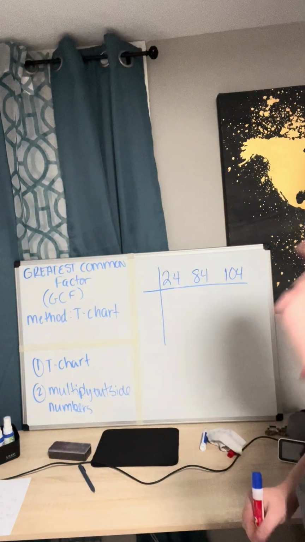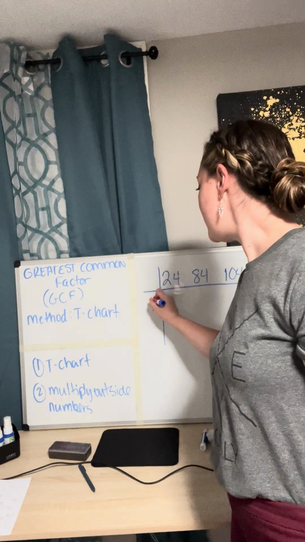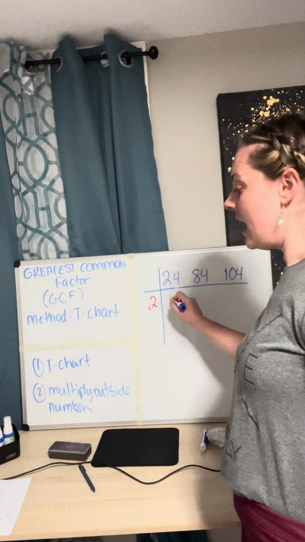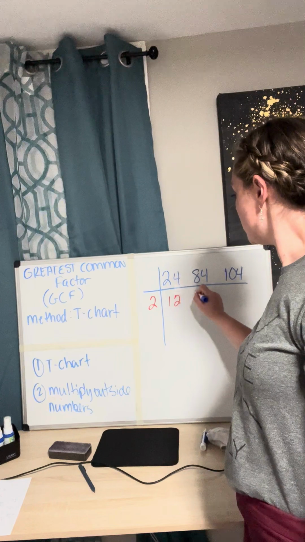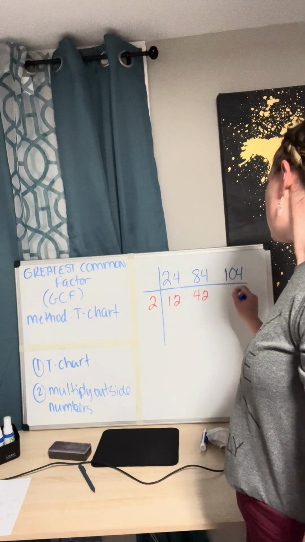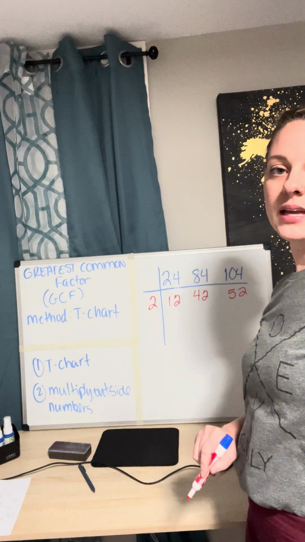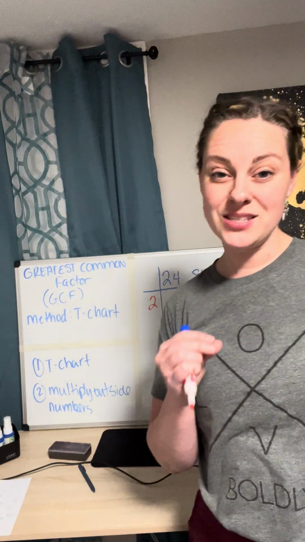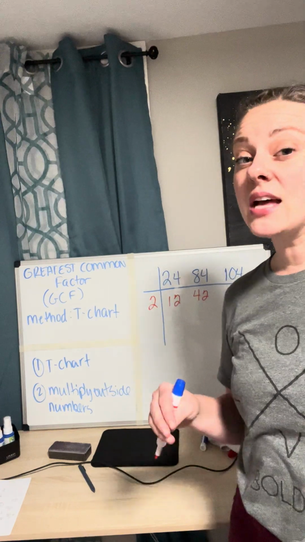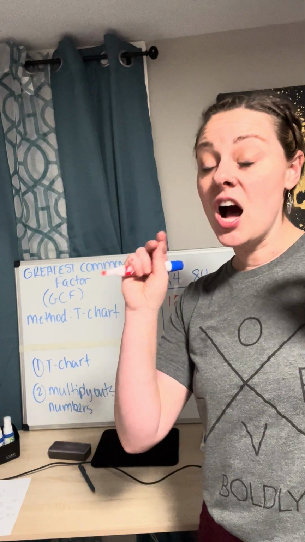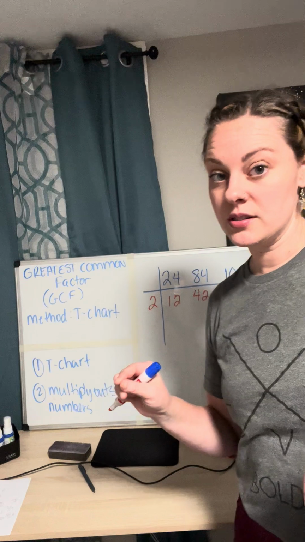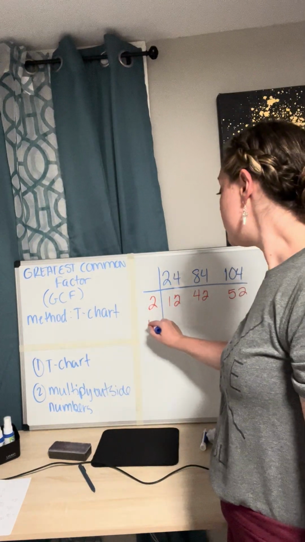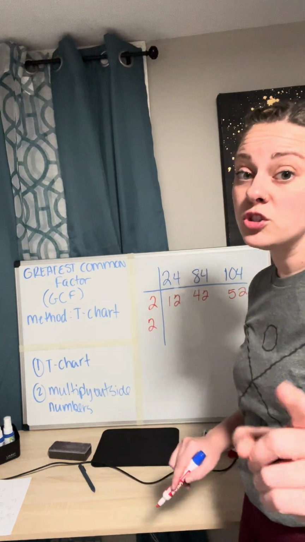All right, 24, 84, and 104. I'm going to take out a 2 just because that's just my thing. All right, I've got 2 times 12, 2 times 42, and 2 times 52. Okay? All right, and now 12, 42, and 52. 52 is really what's messing with me. 52 is not a very common number in factors, in multiplying, in products, whatever you want to call it. So I'm going to pull out another 2 because it is even.